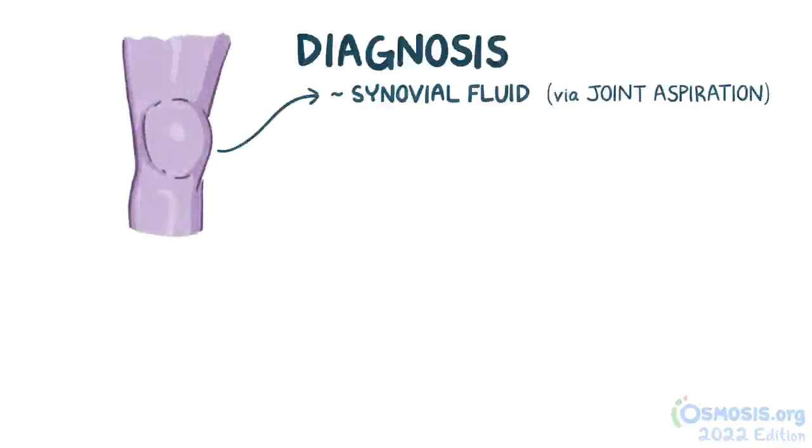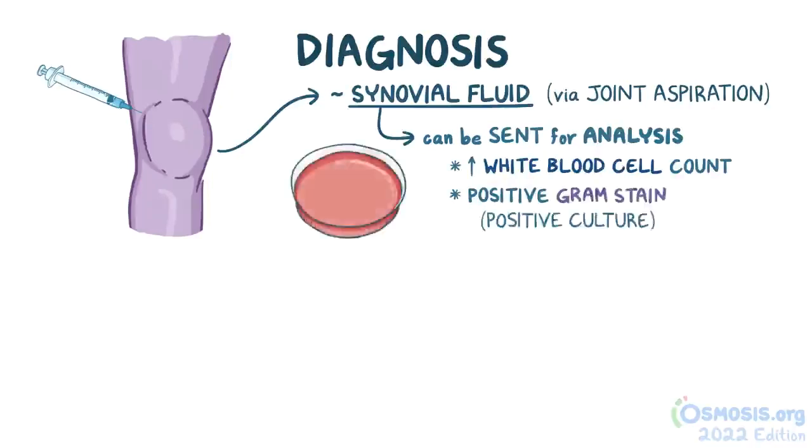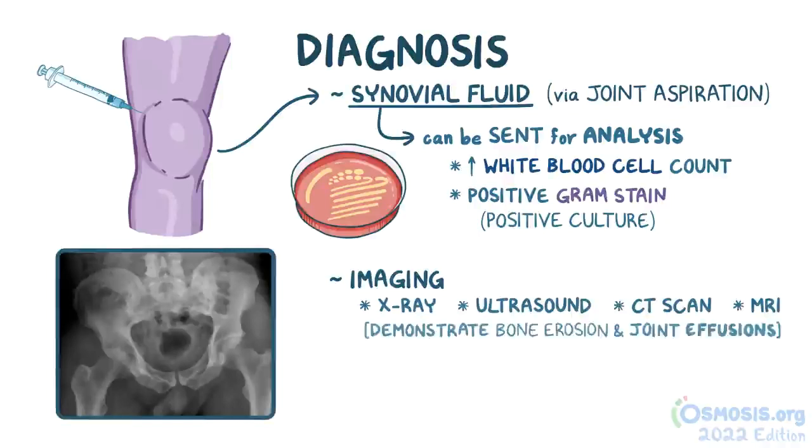Diagnosis of septic arthritis starts with obtaining synovial fluid from the joint, which is done by doing a joint aspiration, where a needle is placed into the joint and fluid is aspirated or drawn out. That synovial fluid can be sent out for analysis, and typically there's a high white blood cell count, positive gram stain, or a positive culture, which identifies the exact cause. In addition, imaging in the form of an X-ray, ultrasound, CT scan, or MRI can also be very useful in demonstrating bone erosion and joint effusions, especially for hip and sacroiliac joints, where synovial fluid aspiration is difficult.